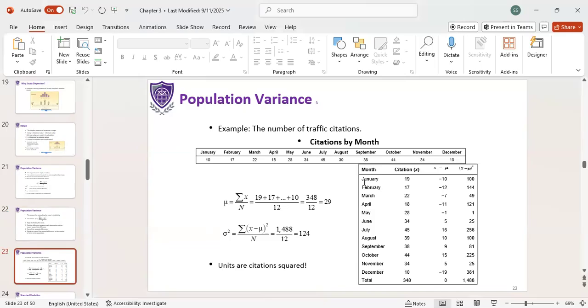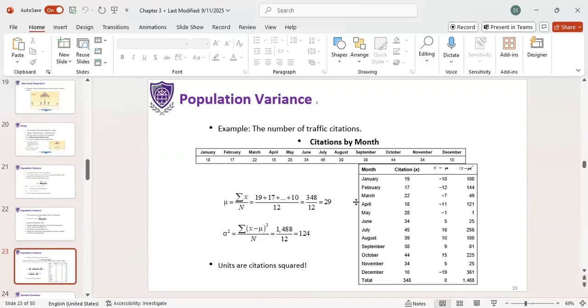So here is an example. It's about the number of traffic citations by month, January to December, to see the variance of this. The first step is to calculate the average, which is just adding all of them together and dividing by 12, the number of observations, giving 29. The second step is to calculate the difference between each of the values and the mean. For example, 19 minus 29, which is negative 10.